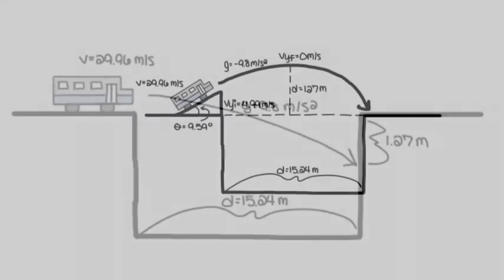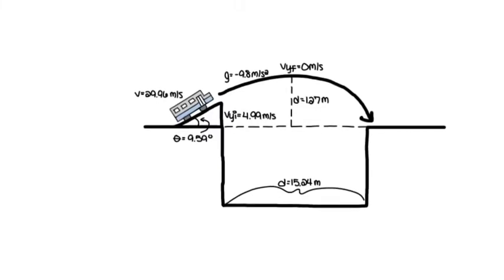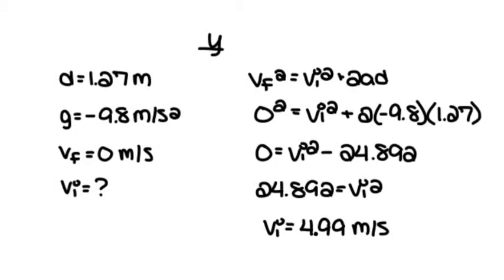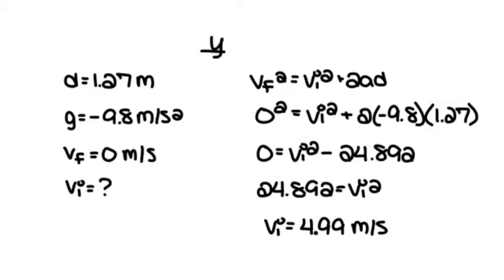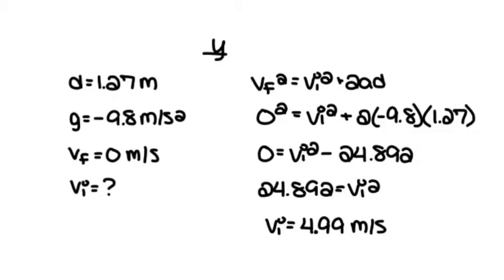In order for the bus to clear the gap, it must go over a ramp with an incline of 9.59 degrees. I found this by first finding the initial velocity in the vertical direction that was needed for the bus to jump 1.27 meters high at the top of the parabola. To do this, I used the equation v_f squared equals v_i squared plus 2ad, where the final velocity equals 0 because it is at the top of the parabola. The acceleration is equal to 9.8 meters per second squared, and the distance is 1.27 meters, as it must travel that high at the top of the parabola to clear the gap.